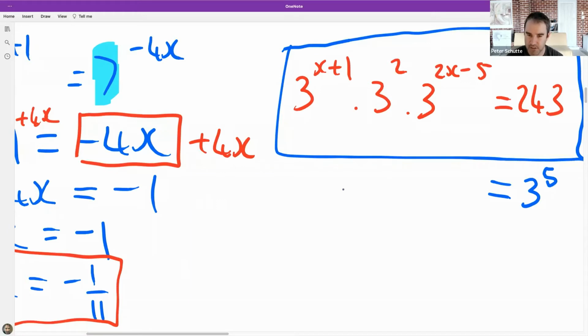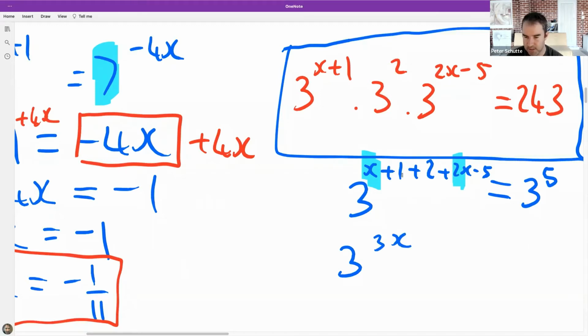Now this stuff on this side is just going to be 3x plus 1 plus 2 plus 2x minus 5. And so now I have to do a bit of a cleanup. So there's an x and a 2x. So that gives me 3x. And then 1 plus 2 is 3, minus 5 is minus 2.